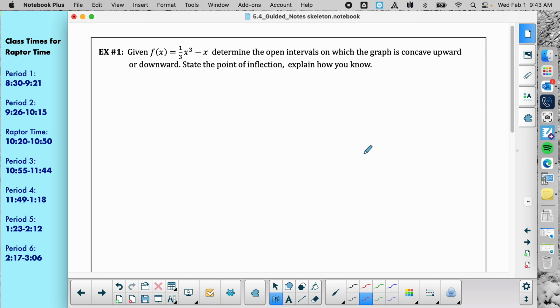Can you guide me on what to do here if we're trying to figure out the concavity? Excellent start. Basically, take the derivatives. Okay. So we've got what? X squared minus 1. Second derivative, 2x.